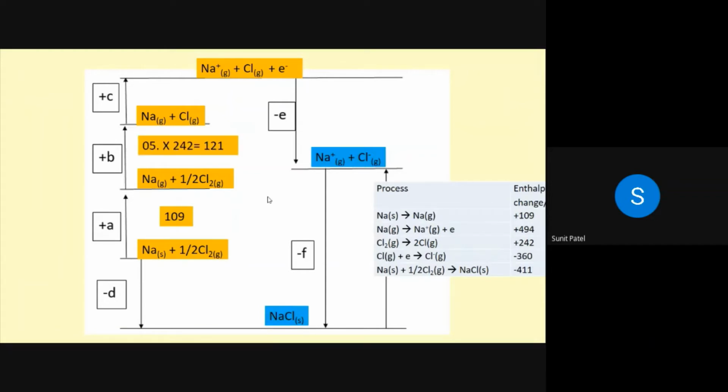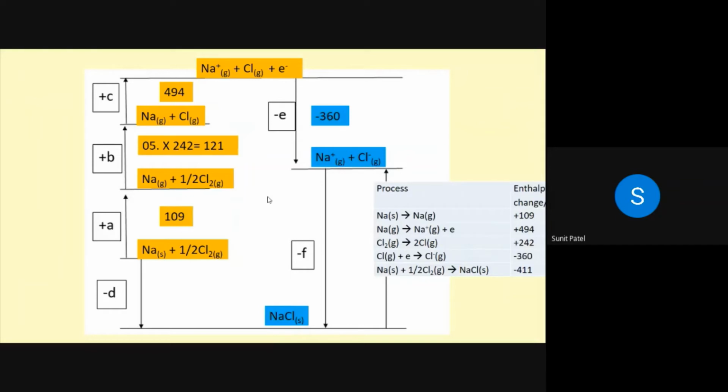Then the next level, we're going to remove a mole of electrons from the sodium atom. So that's first ionization energy. So if we look at the table again, look what's happening. Sodium goes to sodium plus ions. There it is. The value there is 494, and it's 1 mole again, so we don't have to consider that too much. Then we've got electron affinity. If we look at the table, there you go, 1 mole of electrons being gained there.